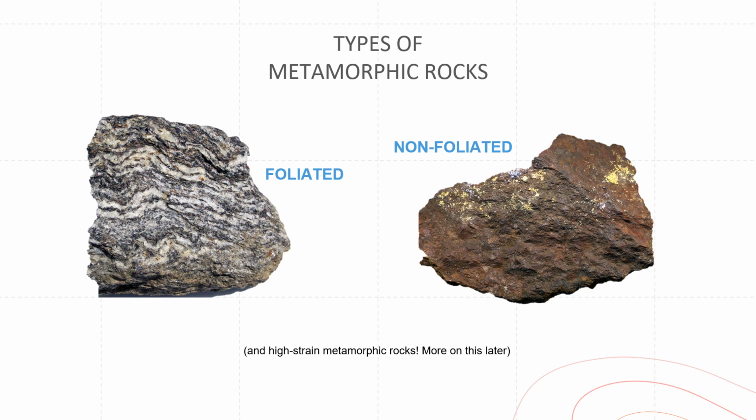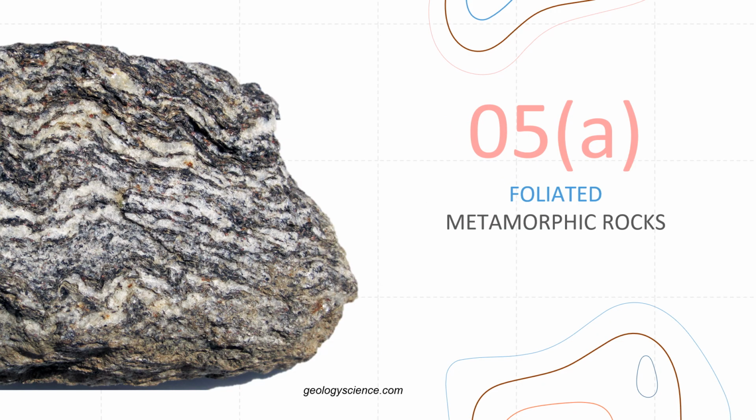As I was saying earlier, classifying metamorphic rocks is actually really easy. We have two types of metamorphic rocks that we can group the rocks into. First, foliated metamorphic rocks, and second, non-foliated metamorphic rocks. We also have high-strain metamorphic rocks, but we'll talk more about this later. Let's dive into our first type, which is the foliated metamorphic rocks.